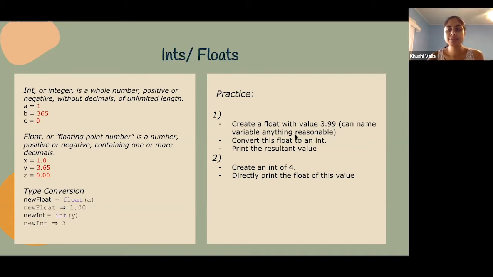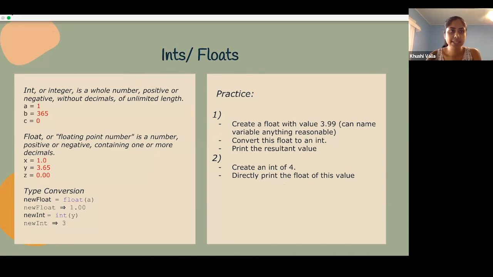And then let's convert this float to an integer and then print the result. I want to see what you get when you do this. That's the first question. And then the second question is to create an integer of 4 and directly print the float of this value. How can we make the float into an integer without the print data type?